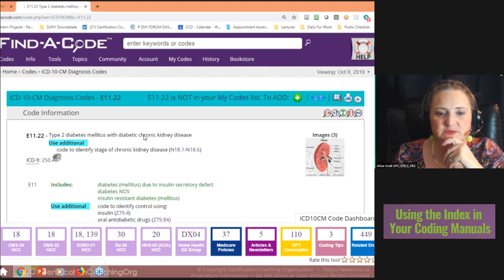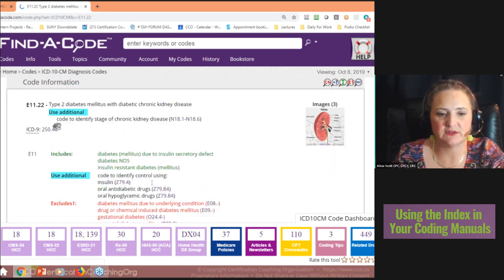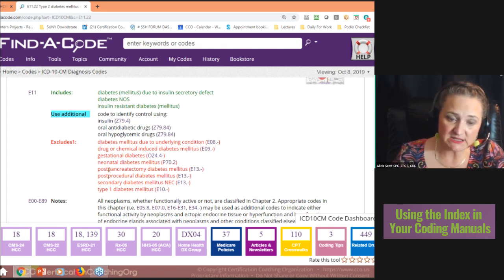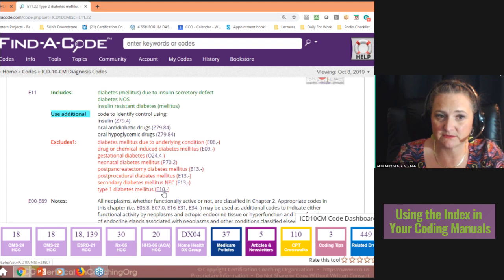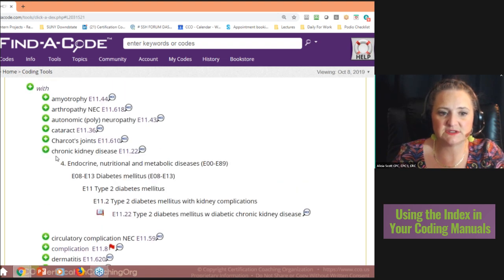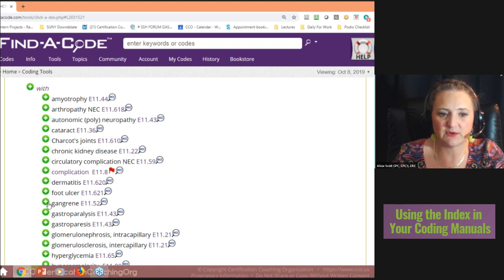Type 2 diabetes mellitus with diabetic chronic kidney disease. Now there's more information that we have to know, but we pay attention to the excludes, because if one of these excludes is applicable, that means we will go back to the index and double check. So what if it's type 1 diabetes mellitus? Then remember I told you it was E10. So this is how you look it up in the index. What if you just had, I saw gangrene there. We have diabetes with gangrene. Let's just look at that real quick.